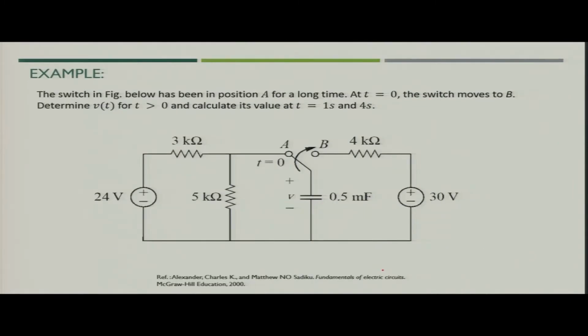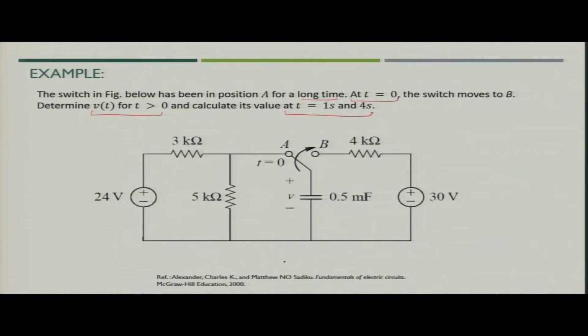Now let us take one example and understand what we discussed till now related to the RC circuit. In this figure, position A is the position of the switch for a long time. At time t equal to 0, the switch is moved from A to B. So, this will become like this, and we have to find the value of voltage at time t for t greater than 0, and calculate the value of voltage at time t equal to 1 second and 4 seconds.